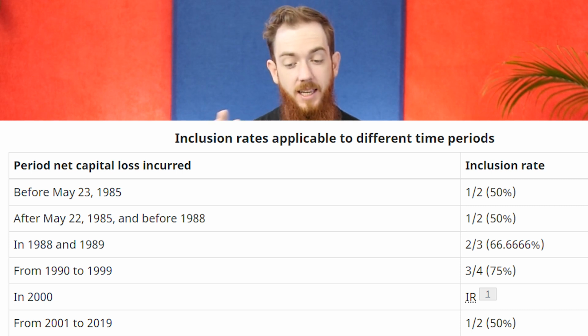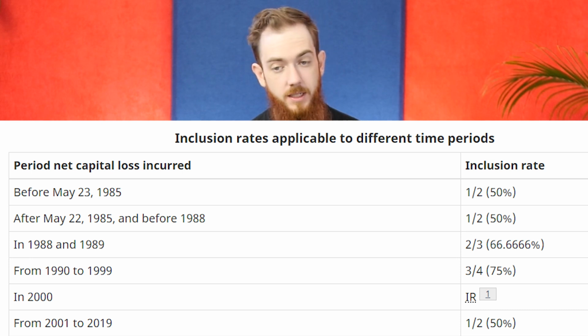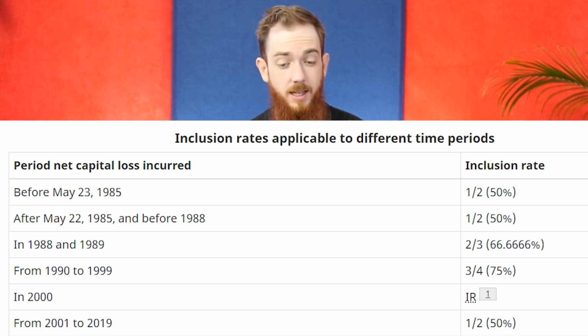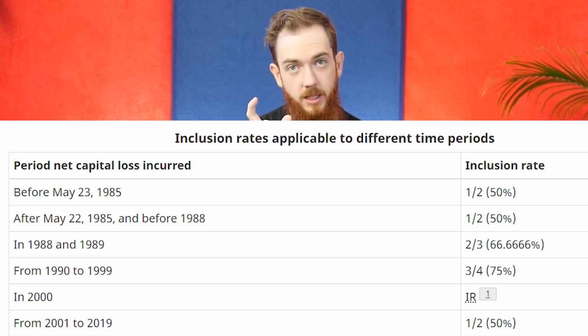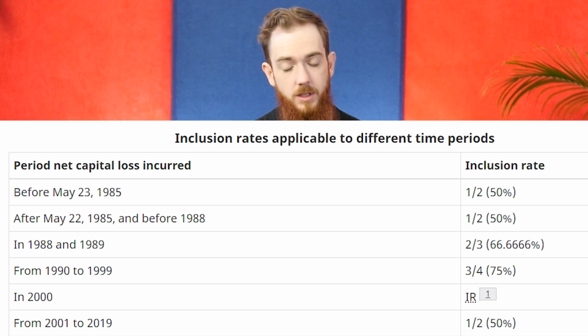And then it eventually scaled back down to a 50% inclusion rate in 2000 till the present day, 2019. And even in 2020 right now, it's a 50% inclusion rate. But what's really important for us to understand, and I kind of skimmed over, is that for a brief period in 2000, it went back to the 66 and 2/3 inclusion rate. What's really important that we understand is capital gains tax, like any tax, is dynamic, and it essentially exists at the whim of our politicians and policy setters.